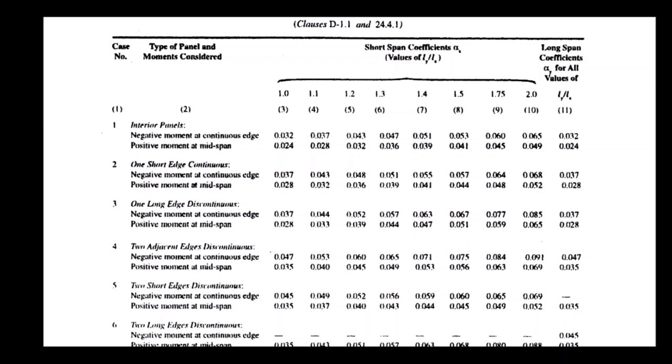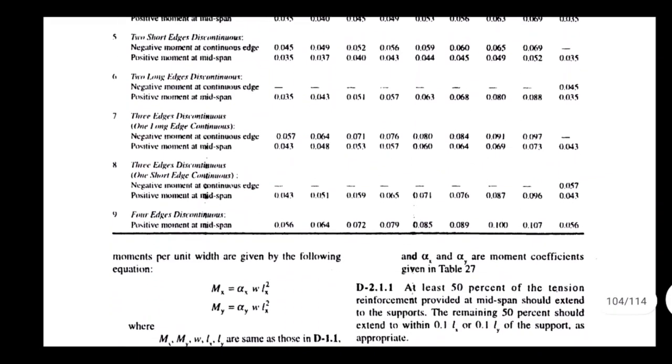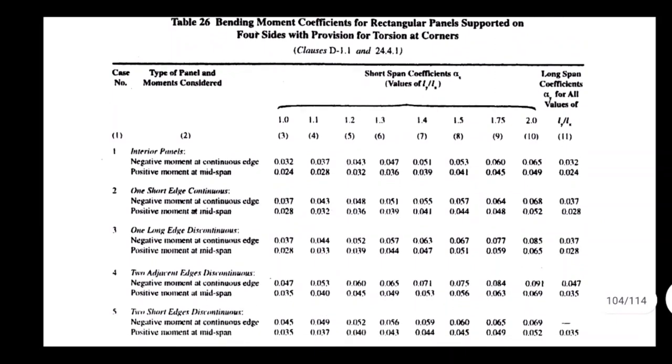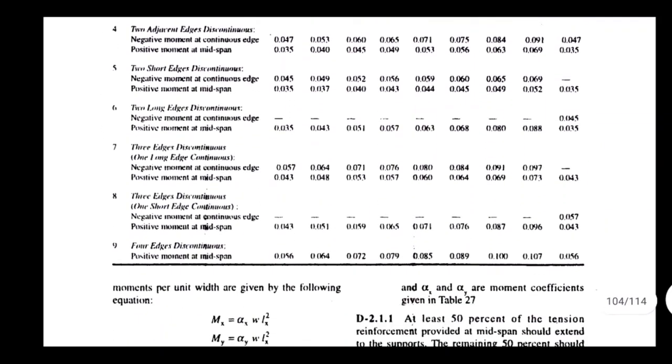So values are definitely between this. Column number 5 and 6. For 1.2, alpha x is 0.072, and for 1.3, alpha x is 0.079. So definitely for 1.25 the value of alpha x lies between 0.072 and 0.079. Now we have to interpolate this to find out the value, and for Ly, look, this is given: 0.056.